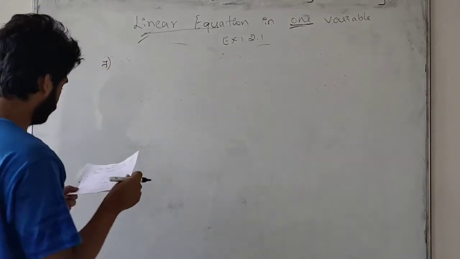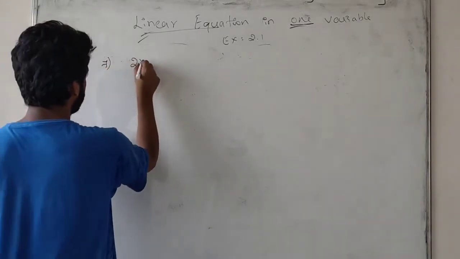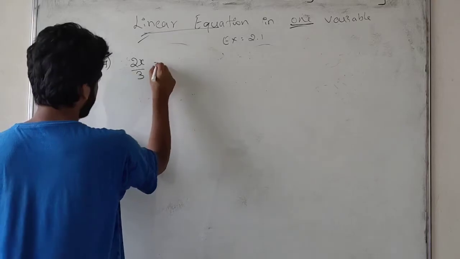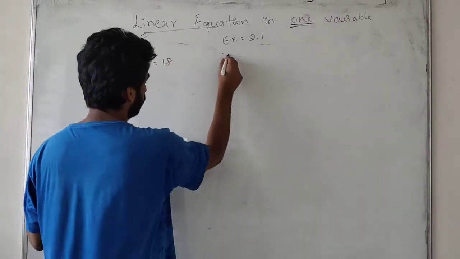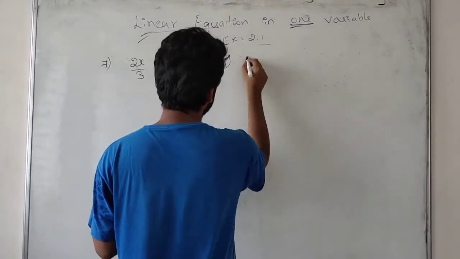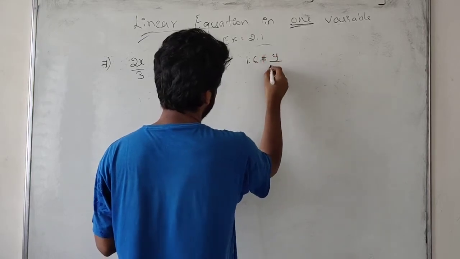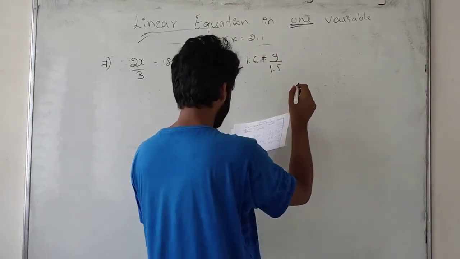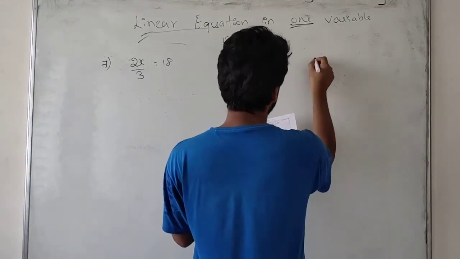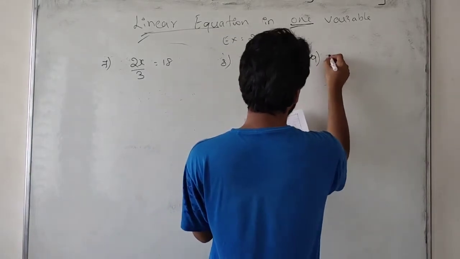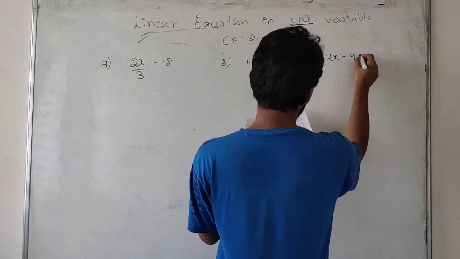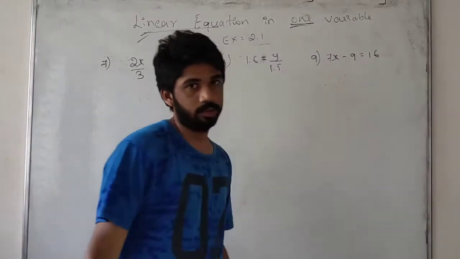Seventh one, 2x by 3 is equal to 18. Eighth one, 1.6 is equal to y upon 1.5. Ninth one, 7x minus 9 is equal to 16.